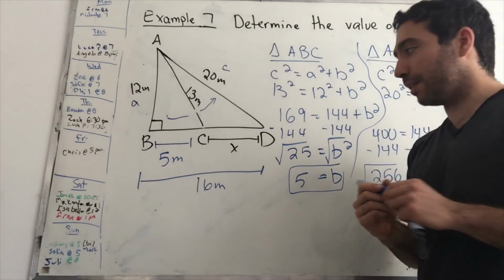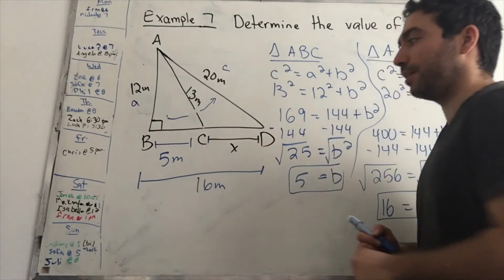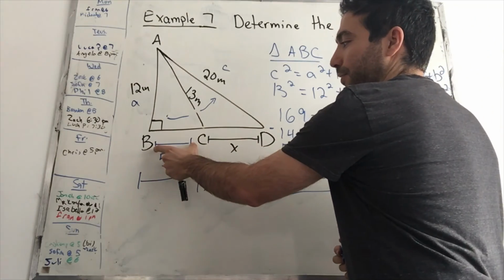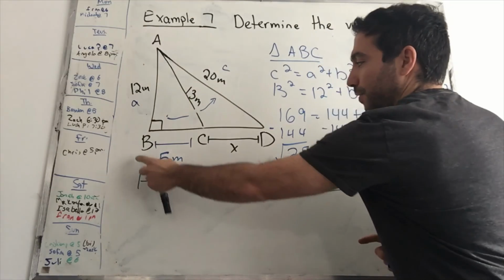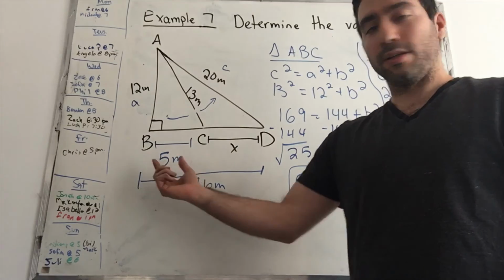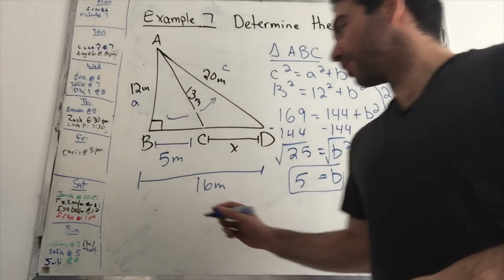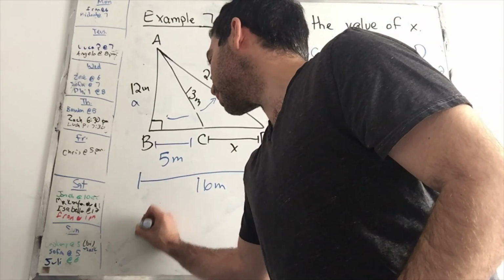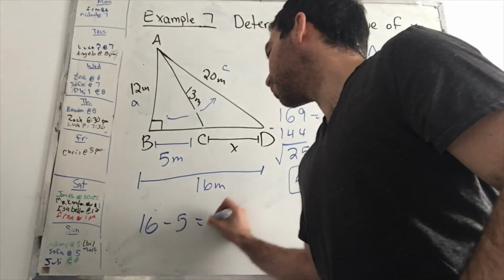So in order to find this distance here, the distance between C and D, we found the little base here, the distance from B to C, and we found the big base, the distance from B to D is 16. In order to find X, what do you have to do to your answers? Subtract them. So the last step would be to find X is 16 minus 5, which equals 11.